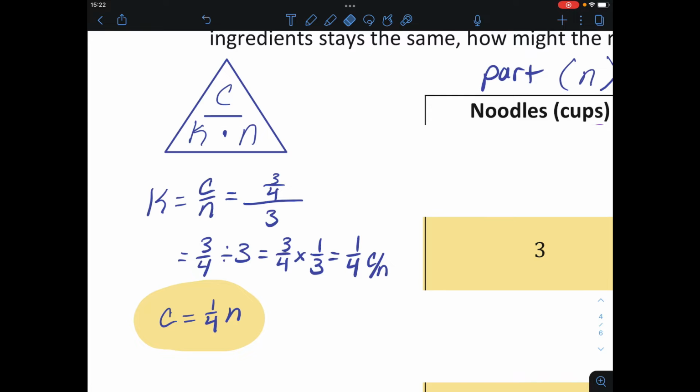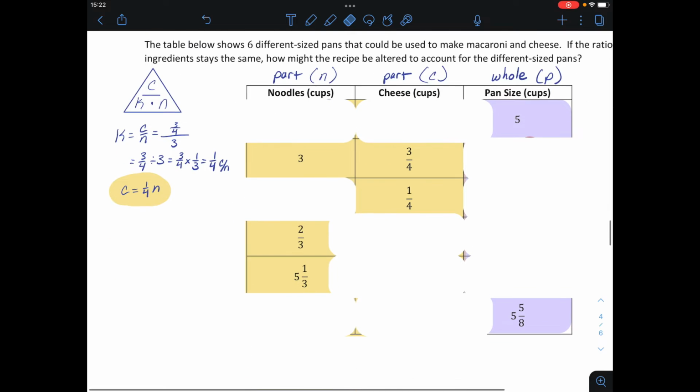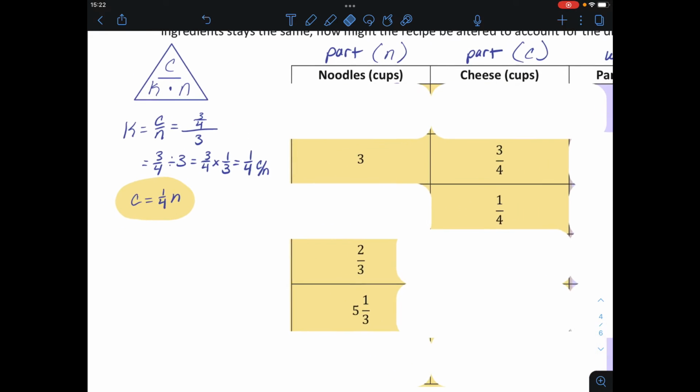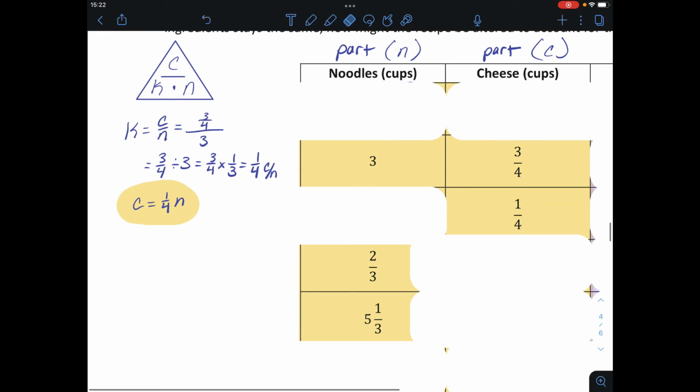I can now take this unit rate and put it into the equation C for cheese equals 1/4 N for noodles. So now that I have this algebra equation, or even just having this unit rate with my fact family triangle, I can solve for some missing values. First, I'm going to solve for the amount of noodles that go with a 1/4 cup of cheese. In fact, I want to zoom in so I don't even see that last column yet because I'm not going to pay attention to it yet.